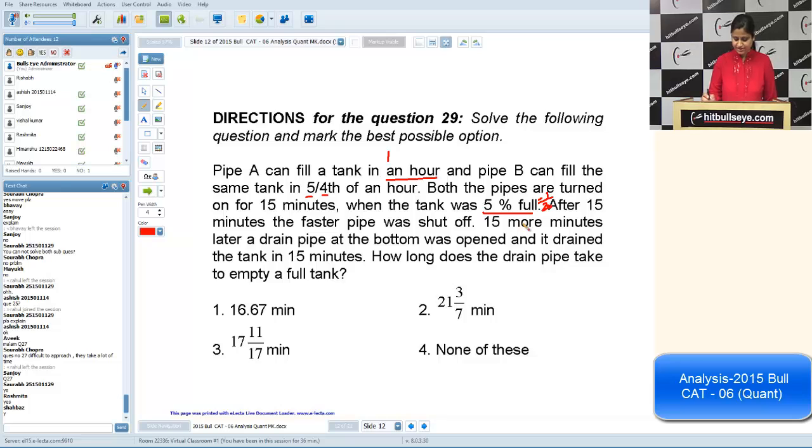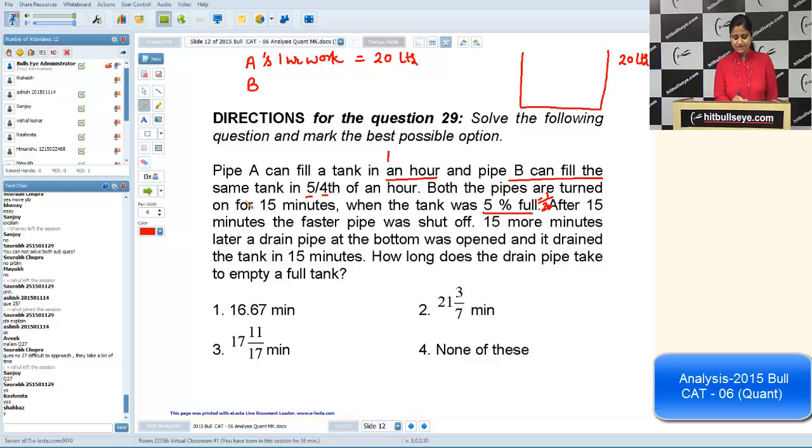So I am considering the tank capacity to be 20 liters. If I take it to be 1 liter, it will be clumsy, lots of calculation. Now, there are two pipes A and B. Pipe A can fill a tank in an hour. It means A's 1 hour work will be 20 liters. A is an inlet pipe, pouring 20 liters in an hour.